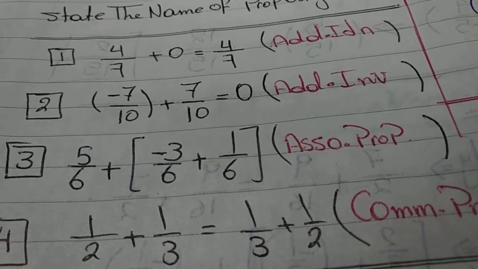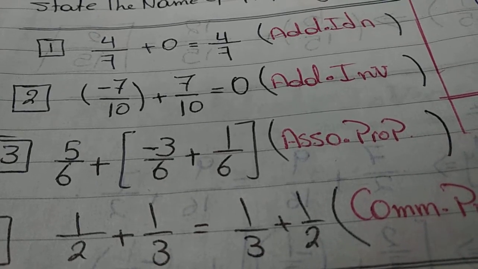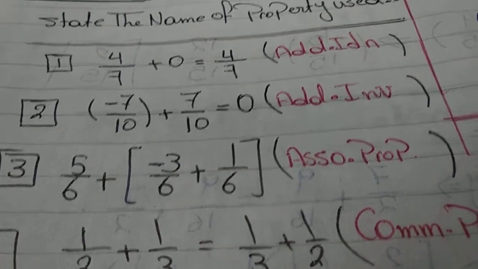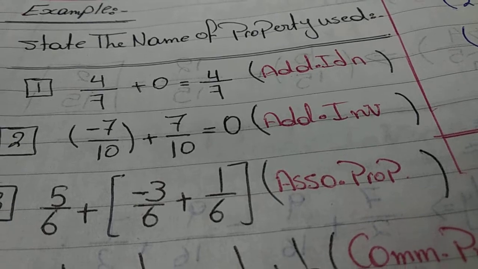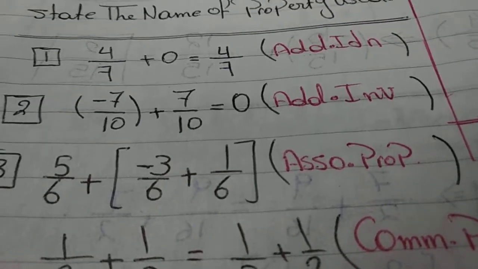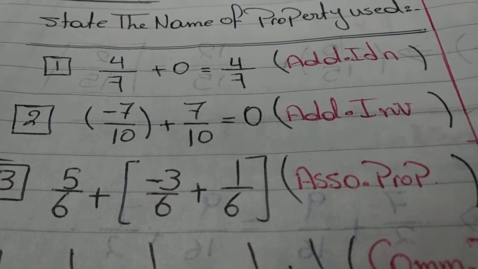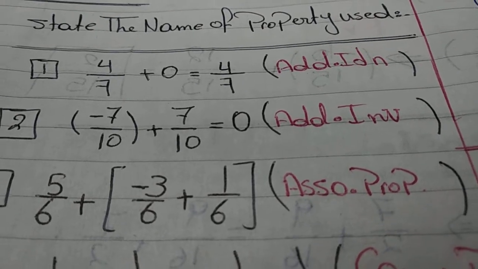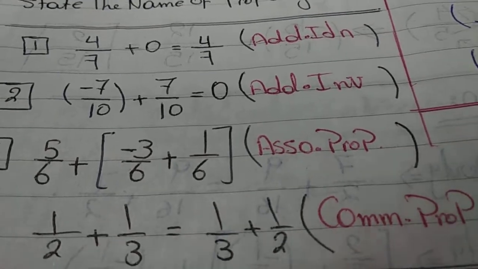Number 3, 5 over 6 plus bracket negative 3 over 6 plus 1 over 6. If I see 3 rational numbers or more added to each other and I see this bracket, then the property is associative property.